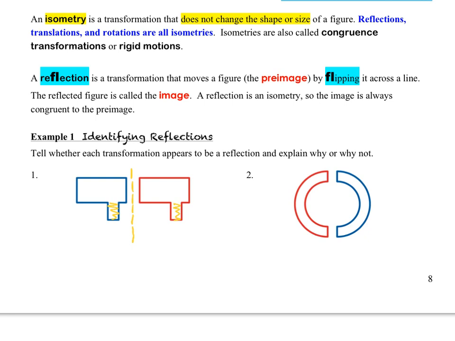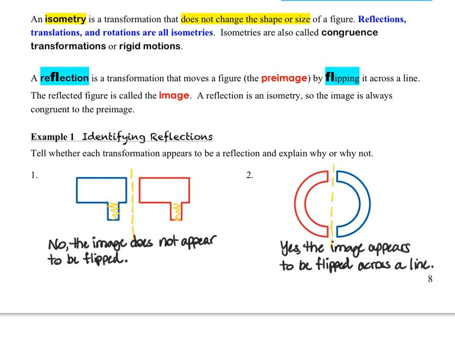This actually looks like a translation, or a slide from one location to another. So this one is a definite no. The image does not appear to be flipped, so we do not think that this is a reflection. When we look at the number 2 example, we draw that line of reflection, and in this case it does look like an exact mirror image, one side and the other side. So this time, yes, the image does appear to be flipped across a line, so we know that it is a reflection.